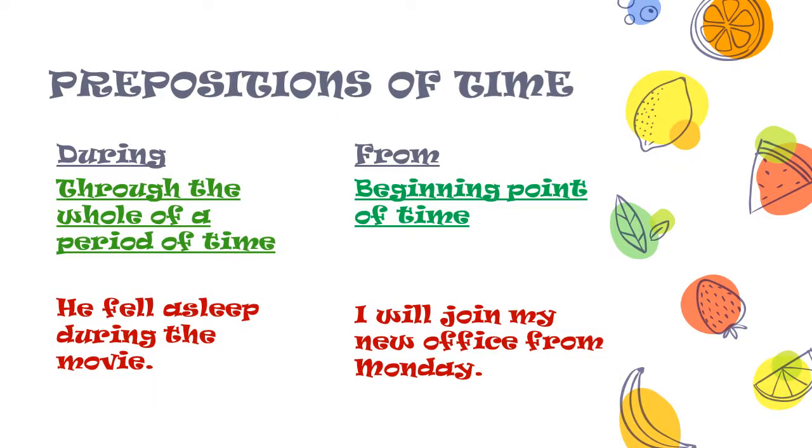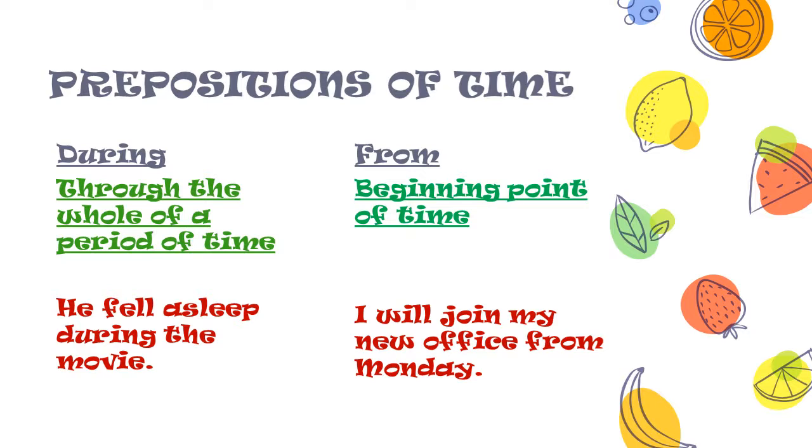Other prepositions are during and from. During is about through the whole of a period of time, meaning a beginning of time and an end of time. Whatever is done in that period can be denoted with the help of during. He fell asleep during the movie means between the beginning and the end, during that time he fell asleep. The next preposition is from.